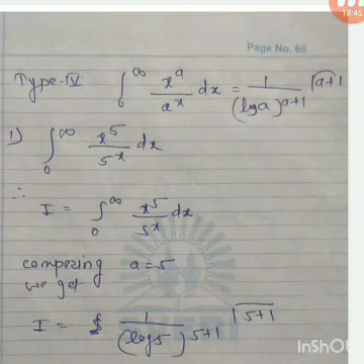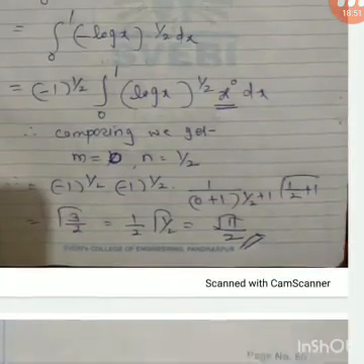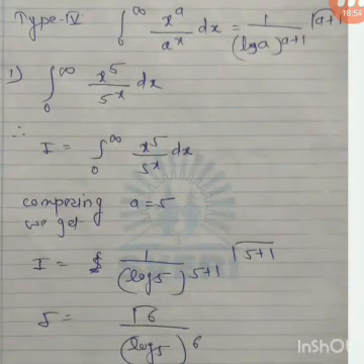Okay, that much. These are the 4 types of examples of a gamma function we have seen: type 1, type 2, type 3, type 4. Hope you have understood.